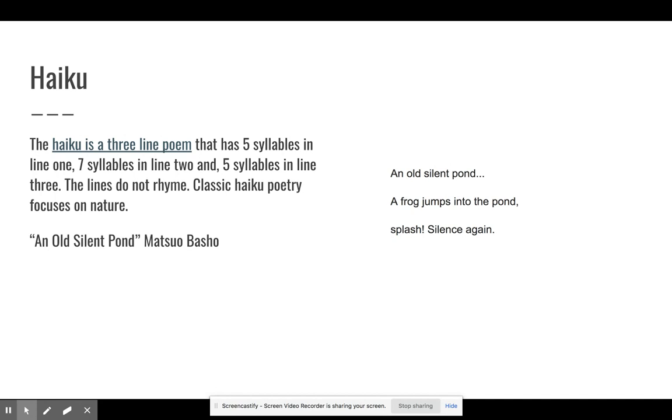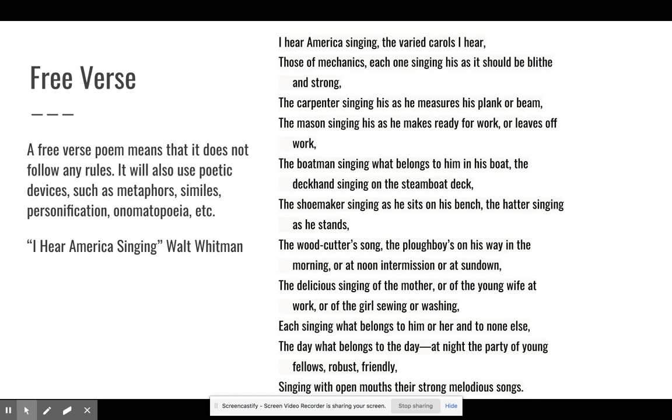The next type of poem is called a free verse. Now, the beautiful thing about a free verse poem is that, you guys, it's exactly what it sounds like. It is a free verse. So in free verse poems, they don't have to rhyme. They don't have a set number of syllables.